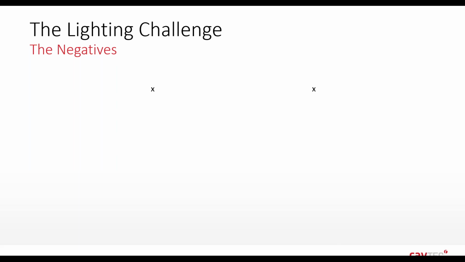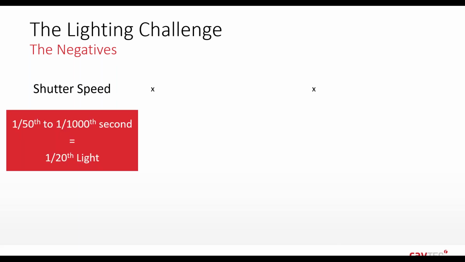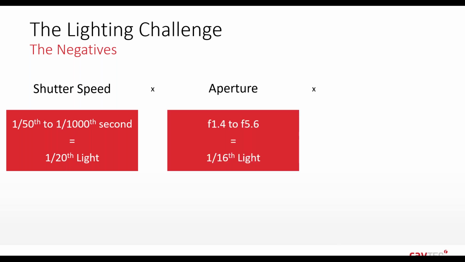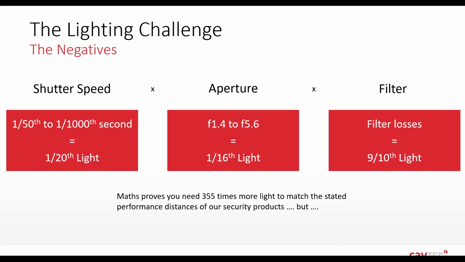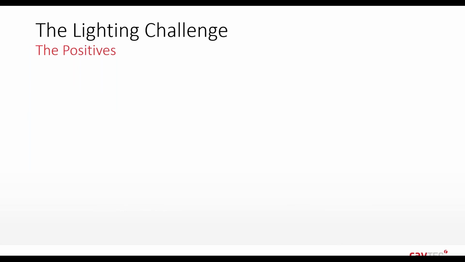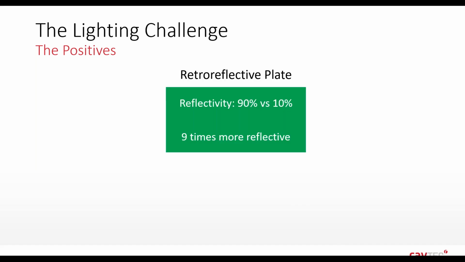So in summary, we need a high shutter speed to reduce motion blur, we need a bigger f-stop to overcome unwanted light sources, improving the focus and depth of field, and we need a bandpass filter to reduce unwanted glare and ambient light. Combined, that reduces available light by a factor of 355 when we multiply that together. But as we said, if you consider that a retroreflective plate will be 9 times more reflective, so 90% versus 10% retroreflectivity, thankfully we only need 40 times more light.